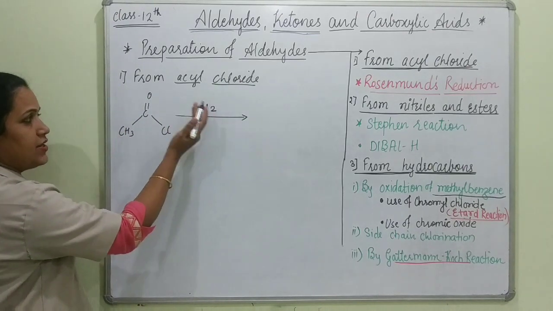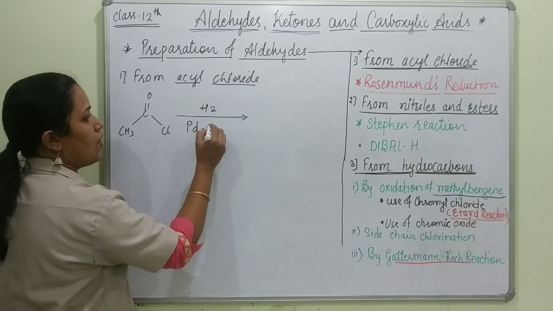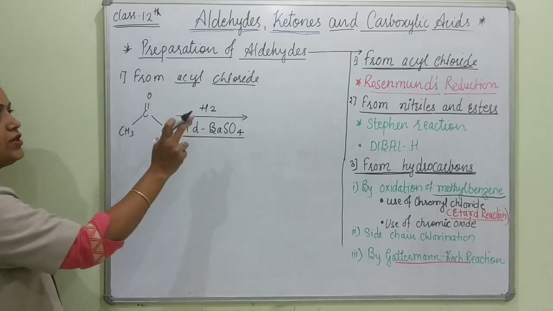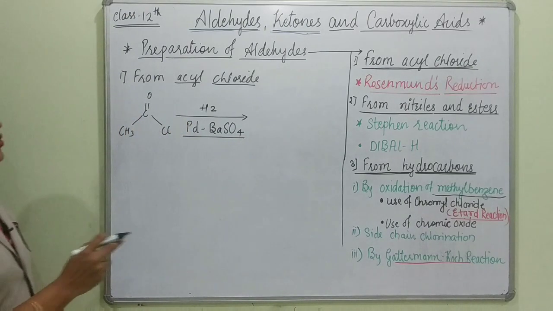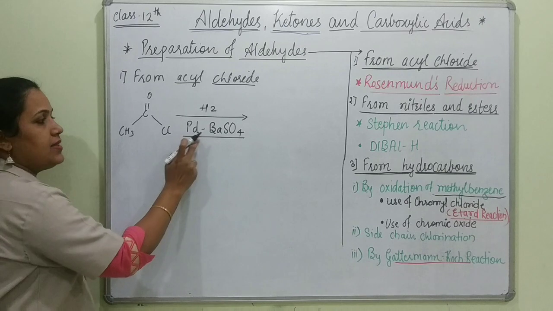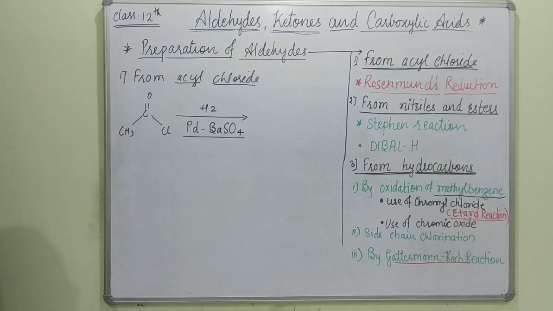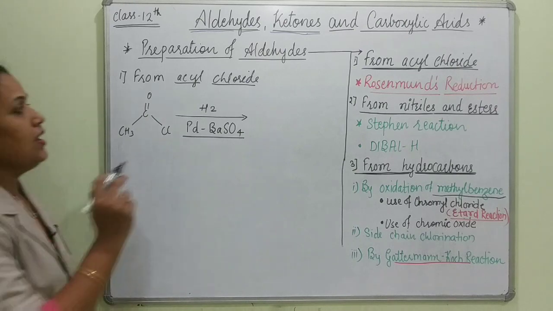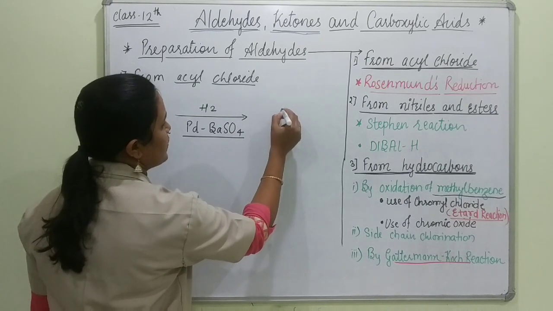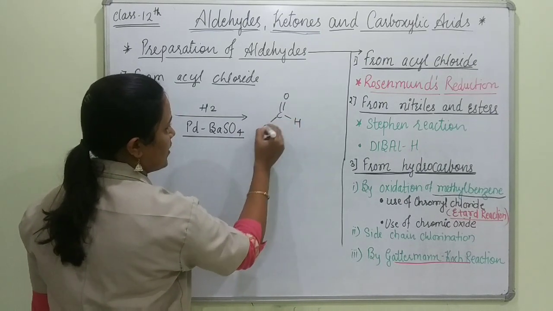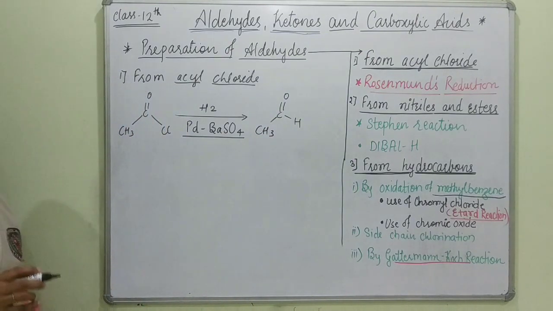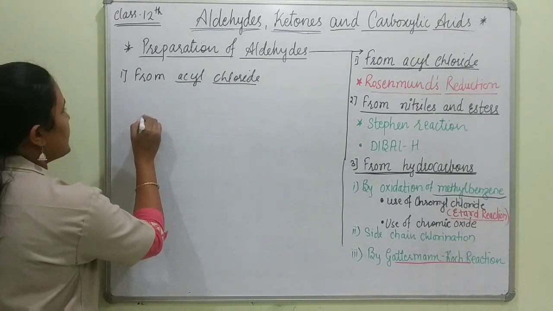When this CH3COCl, which is an acyl chloride, undergoes reduction, reduction meaning addition of H2, in the presence of palladium and BaSO4, this is the main reagent for Rosenmund's reduction. So in this reduction we are adding H2 to the acyl chloride in the presence of palladium and BaSO4, and this acyl chloride will be converted into, for example, CH3CHO. As we know, this group will convert into CHO, and this will be CH3.